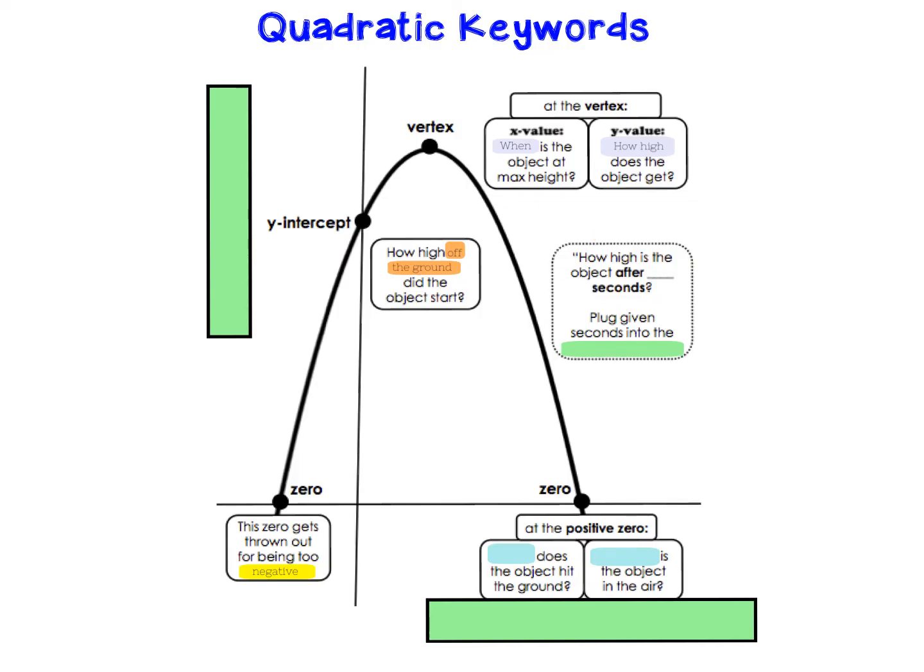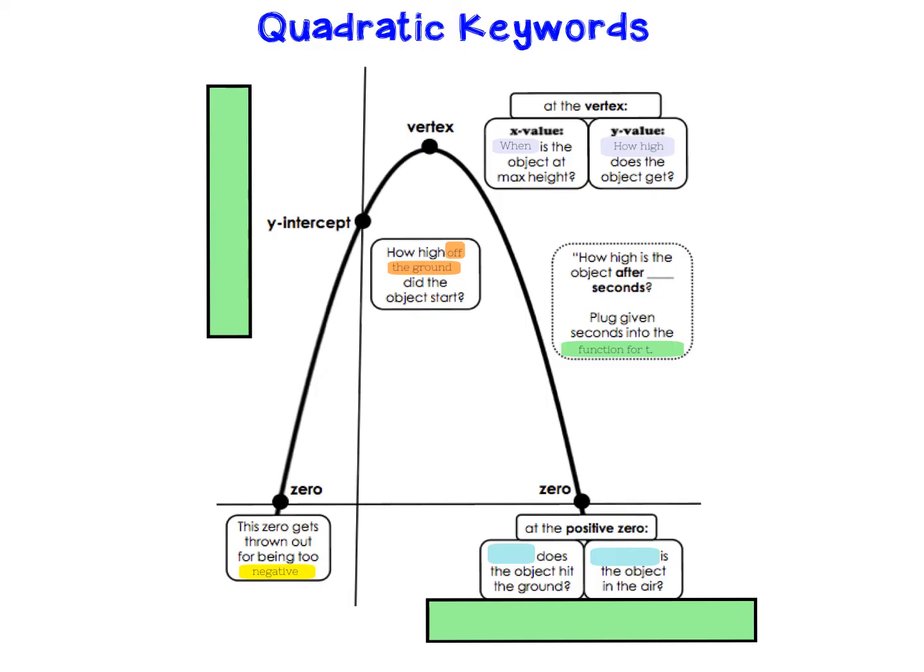Any point on the quadratic is going to answer this question: how high is the object after a given amount of seconds? So at 2 seconds, how high is it? That's going to be the coordinate that goes with that. To find that, we would plug the given seconds into the function for t, and then that output would tell us the height.